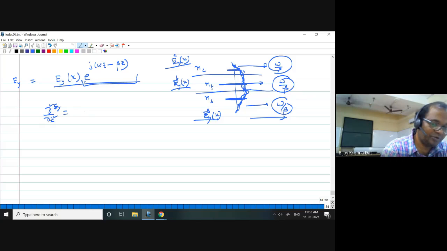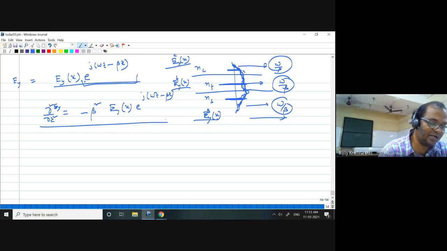That will be actually minus beta square times Ey of x e to the power j omega t minus beta z, right? So if I just take a partial derivative of the Ey component, then this would be the solution, minus beta square. But what would be del 2 by del x2? That we don't know. We need to find out Ey of x. This we need to solve, how it will be looking like.